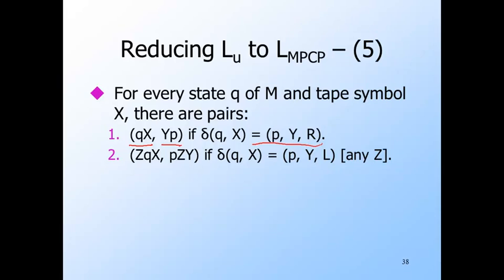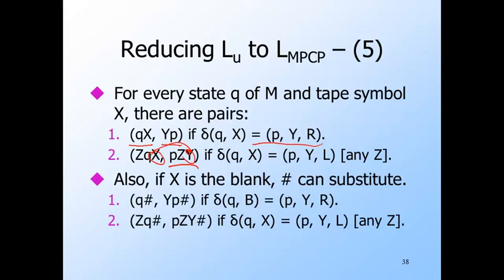So if the leftward move has state Q and symbol X replaced by state P and symbol Y, then for every Z there is a pair that puts P to the left of the Z and replaces the X by the Y. One other possibility is that in the current ID, the state is at the right end of the ID, scanning a blank we've never visited before. If so, the state will actually be to the left of the pound sign.